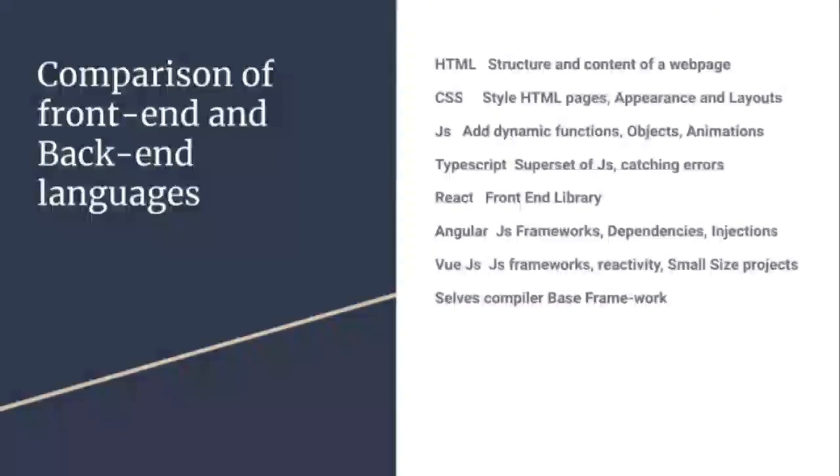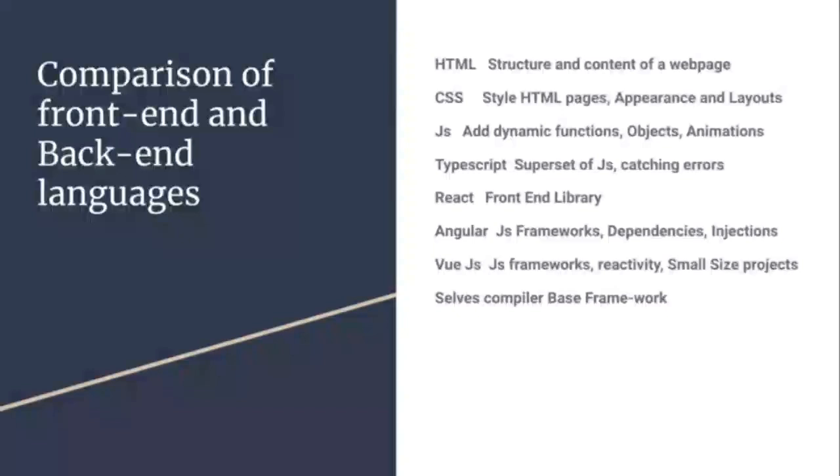CSS, Cascading Style Sheets. Purpose: style HTML pages, controlling the appearance and layout. Key features: selectors, properties, values. Use cases: defining colors, fonts, spacing, and other visual aspects of a web page. JavaScript. Purpose: add interactive and dynamic features to a web page. Key features: functions, variables, objects, events. Use cases: creating animations, handling user interactions, and building dynamic web applications.